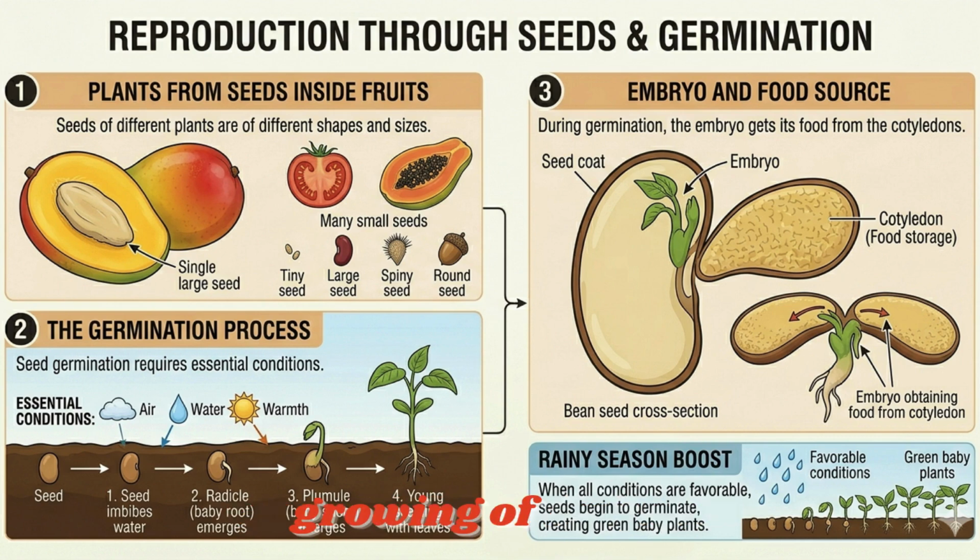Germination. The growing of a baby plant from a seed is called germination of seed. A seed requires some basic conditions to germinate. These are 1. Air, 2. Water, 3. Warmth. But during the rainy season, when all the conditions necessary for the germination of seeds are favorable, seeds begin to germinate and we find many green baby plants growing around us. During the process of seed germination, the embryo gets its food from the cotyledons.